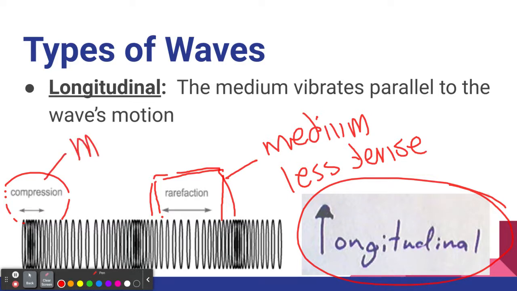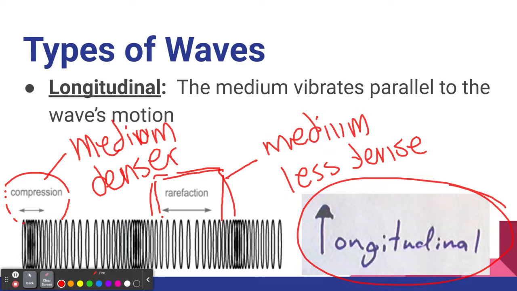Compression is where the medium is denser. This is where your medium comes together. It's where you have more energy packed into this wave form. Again, we won't get into too many specifics, but you do need to recognize and know this particular part of a wave, especially when we get to sound waves.